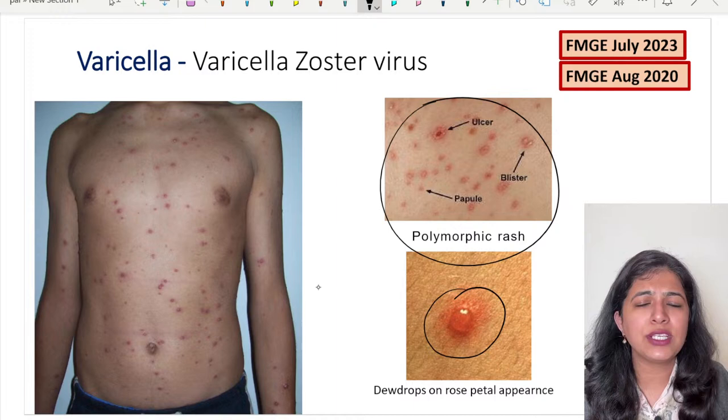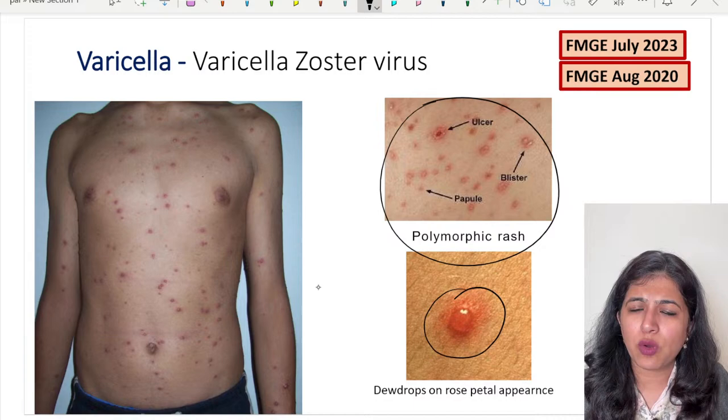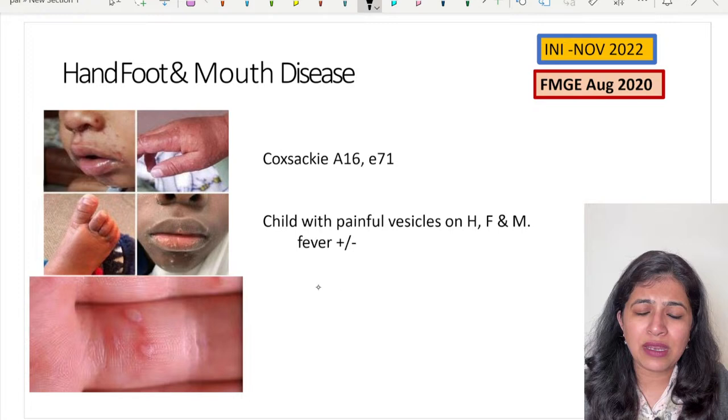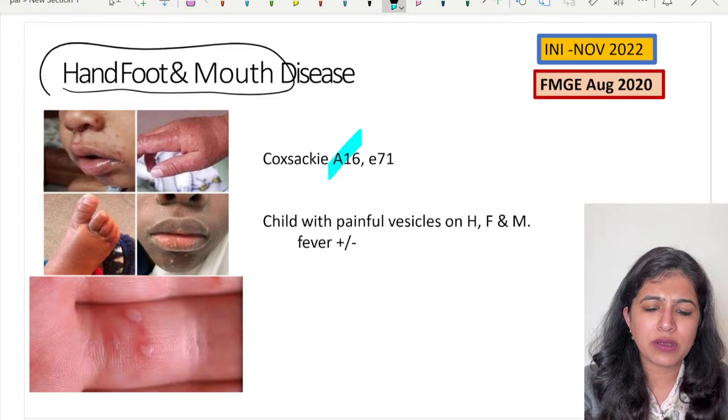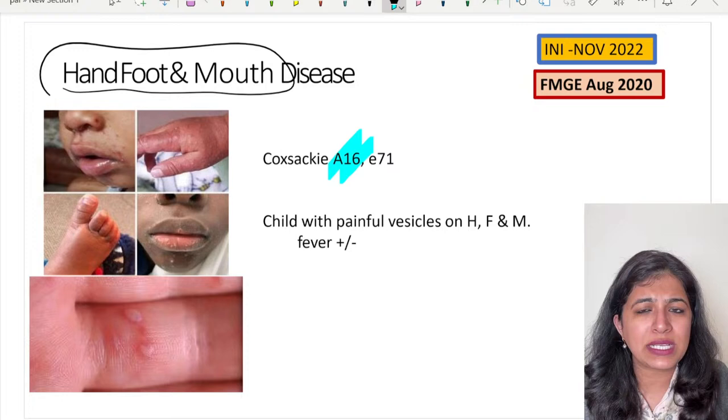Centripetal rash, polymorphic rash, dew drop on rose petal appearance. These are all the points that you need to remember about varicella. Now, there is another fever with vesicles in a child, but here the vesicles are only on the hand, foot and mouth. This is hand, foot, mouth disease caused by Coxsackie virus A16. So, fever with vesicles all over the body is varicella. Fever with vesicles on hand, foot and mouth is HFMD caused by Coxsackie A16 virus.